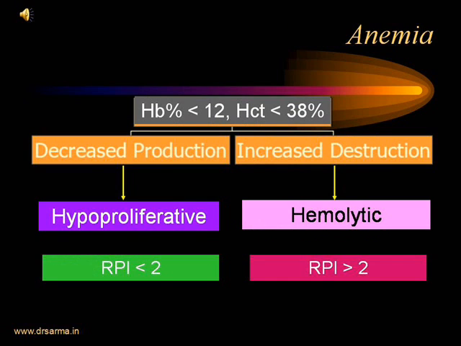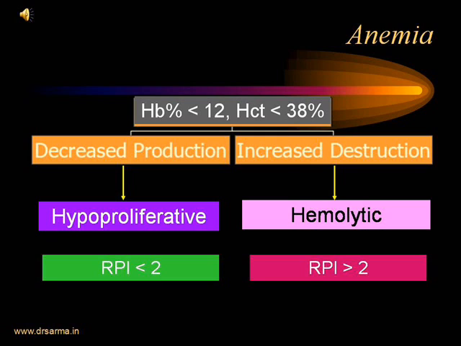Okay, let us say in a particular patient the hemoglobin is less than 12 grams. So, he can be called a patient of anemia. Let us say his hematocrit also is less than 38%. With these two parameters, he can be classified as a patient of anemia. Now the question is, is the anemia due to decreased production, hypoproliferative anemia, or is it due to increased destruction of the RBC, or hemolytic anemia? Now we have worked out the RPI for this patient based on the reticulocyte count.